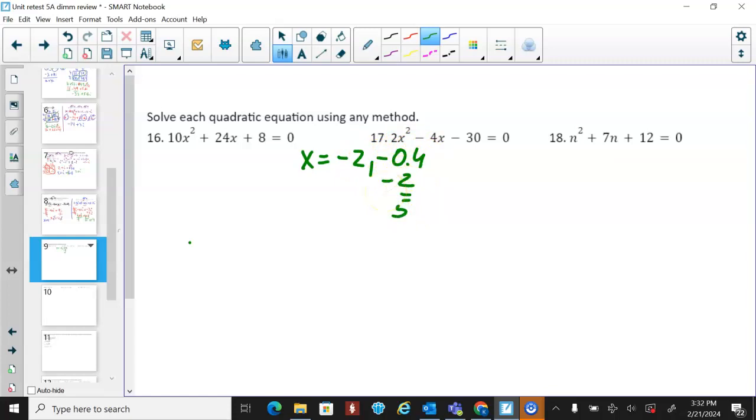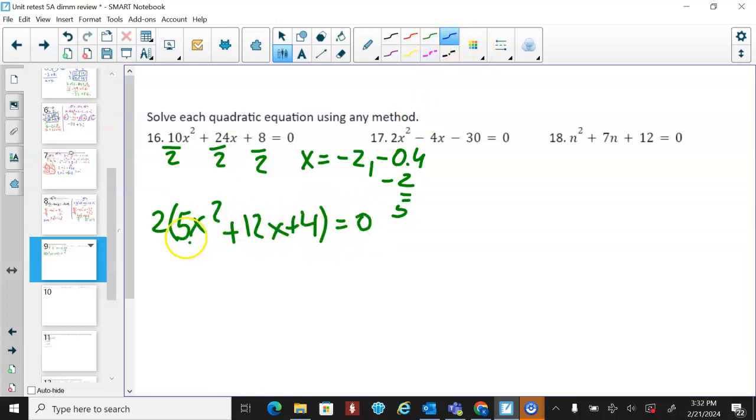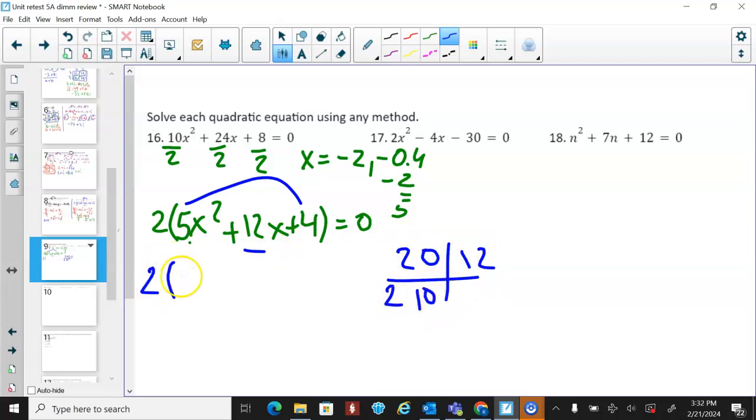Now, I'm going to use the A times C method, but I don't want to do the big, giant 10 times 80. Again, I don't like it, so I'm going to see if I can take anything out. I can divide each of them by 2 as a greatest common factor. Okay, so if I put 2 on the outside, on the inside I'm going to get 5x squared plus 12x plus 4. Now, I'm only going to use what's inside the parentheses. So 5 times 4 is going to give me 20, and it has to add to 12. Two factors, it's 2 and 10. So again, 2 is on the outside, I get x plus 2 and x plus 10.